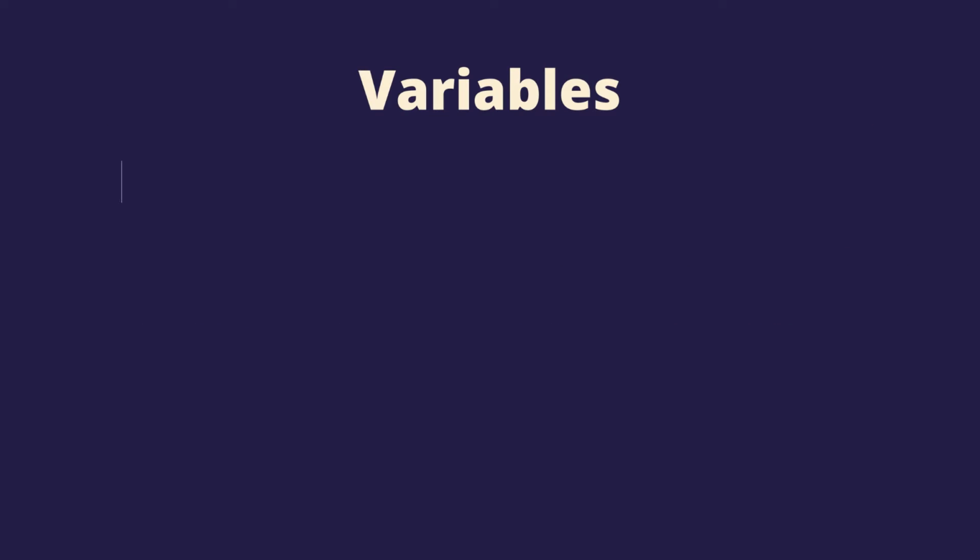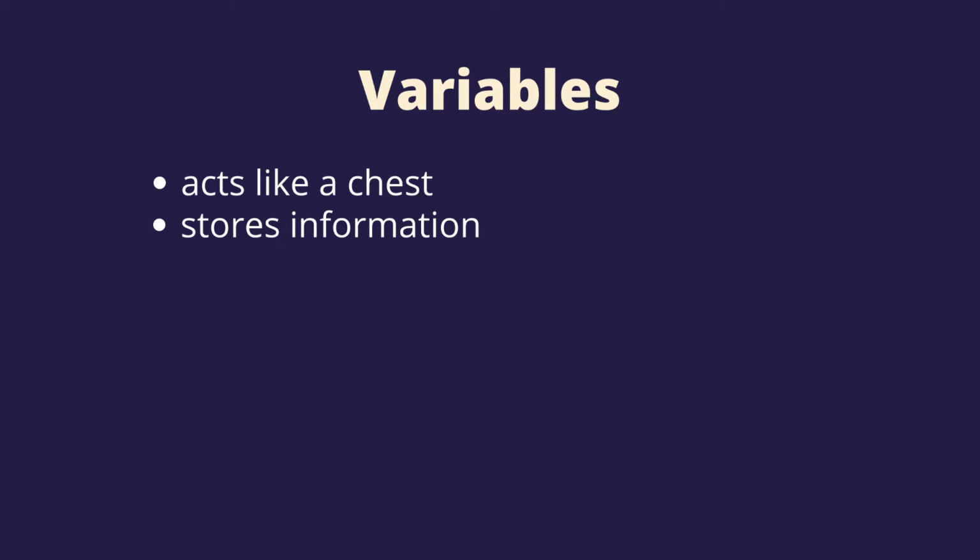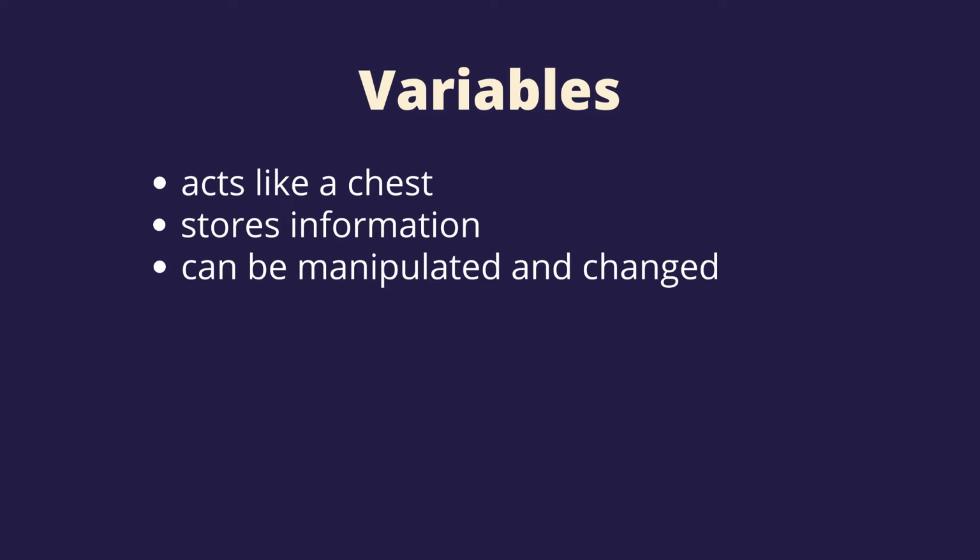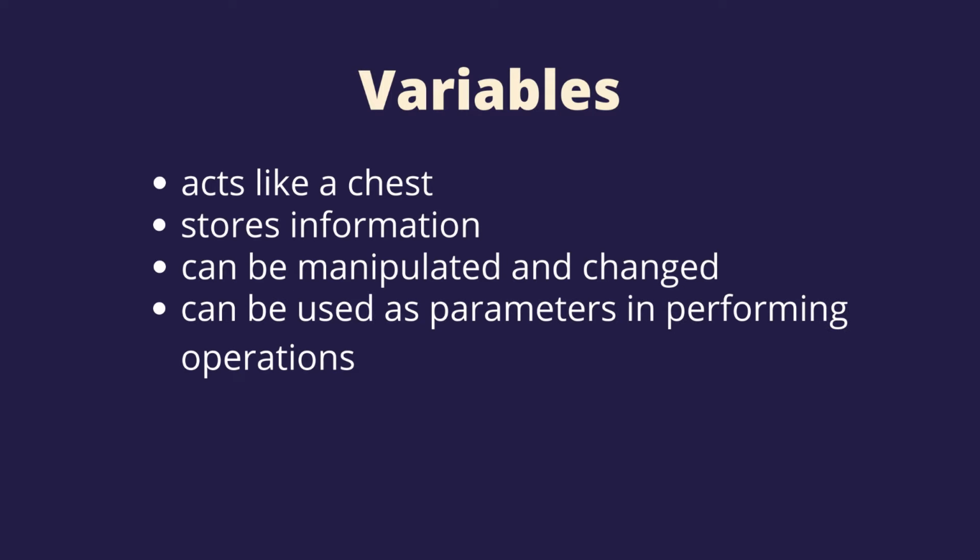To start, variables can be seen similarly as a chest. Its primary function is to store information as you progress or manipulate your data throughout your code. This system allows your code to remember information.